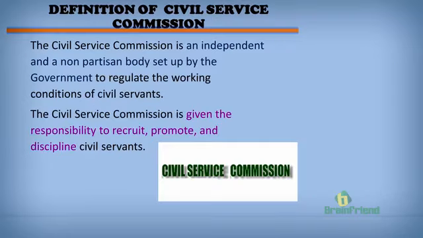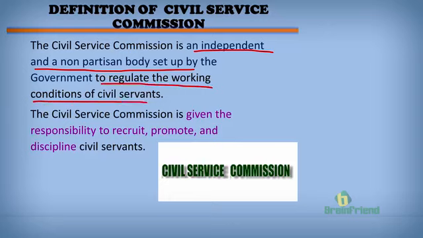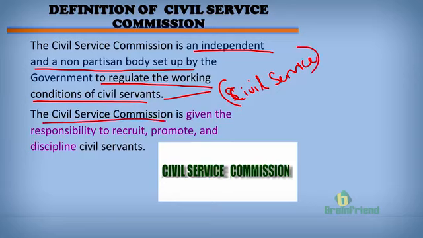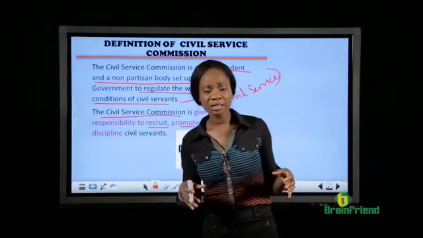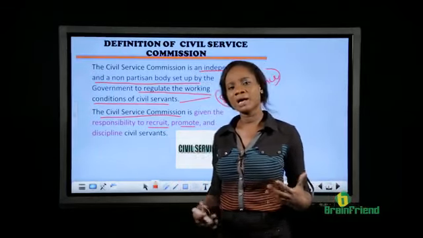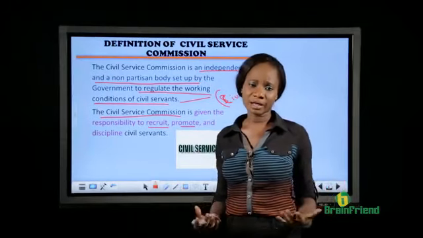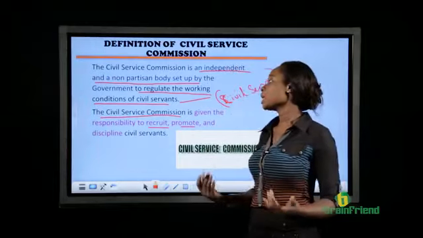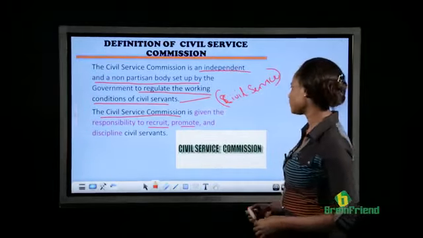Now, what is the Civil Service Commission? The Civil Service Commission is an independent and non-partisan body set up by the government to do two important things. One is to manage and then to regulate the working condition of civil servants. In our previous class, we said civil servants are those who are employed impartially into civil service. And so the Civil Service Commission is the body that is given the responsibility to recruit, promote, and also discipline the civil servants, so that the organization has the works and conditions of its staff or personnel carried out, managed and regulated effectively.